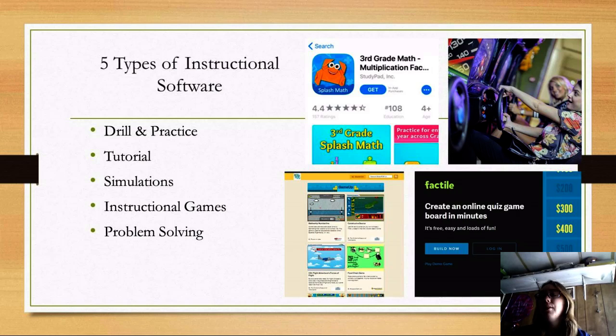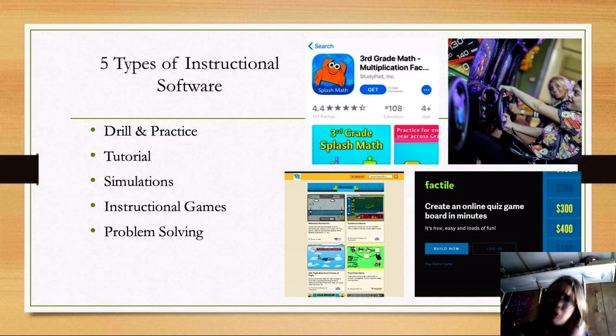And then tutorial programs, they give information and instruction on a topic, and they use directed teaching to help the student learn the concept. So an example of that would be like a how-to type of program where it teaches students maybe the steps of the scientific method or things of that nature. And then simulations, they show how systems work, either real or imaginary. We kind of went over that in the last slide.